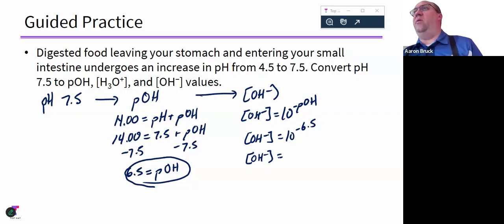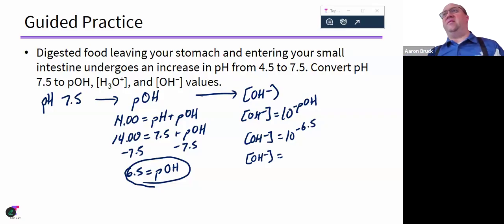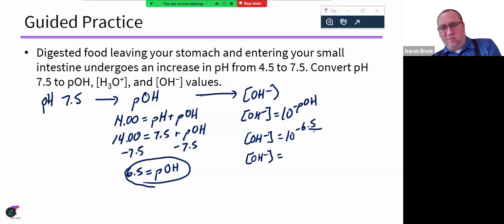The rule of thumb is that the number of sig figs in the concentration becomes the number of decimal places coming out of the logarithm. So the pOH or pH decimal places are the number of sig figs in the concentration. Since I only have one decimal place here, I would only have one sig fig in the concentration. So decimal places turn into sig figs. So this is going to be 3 times 10 to the negative 7th molar.